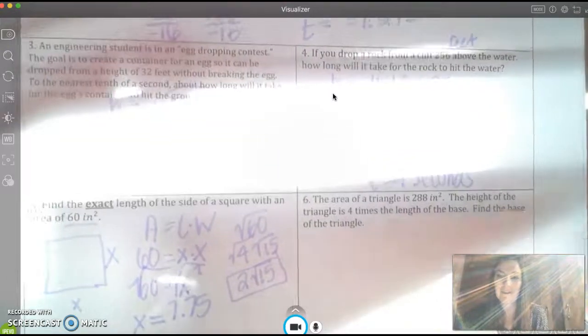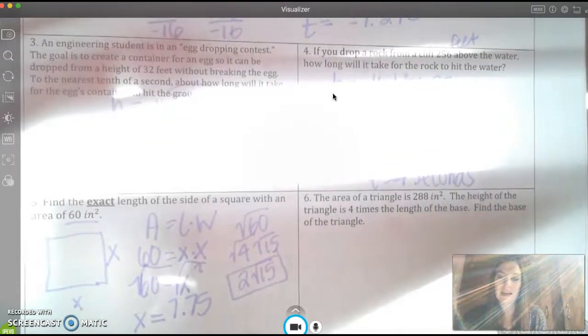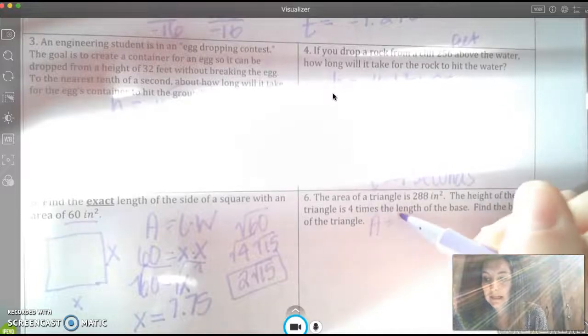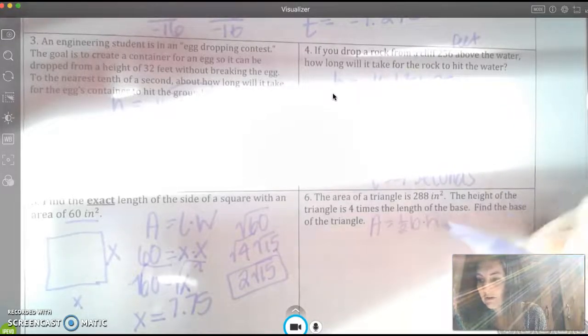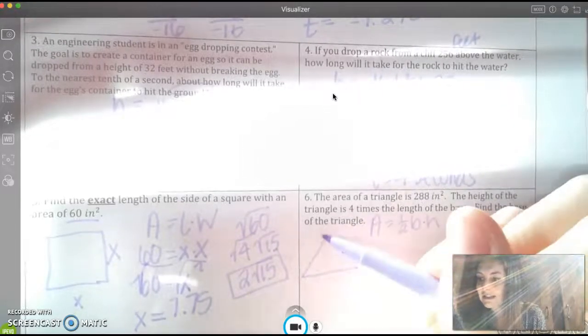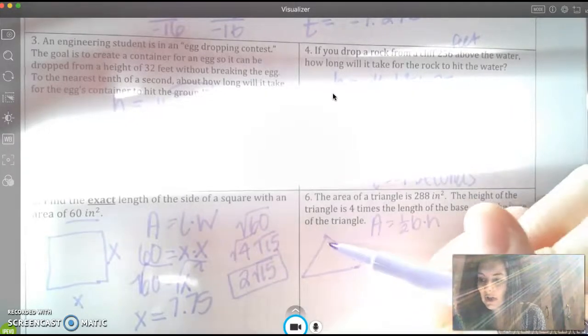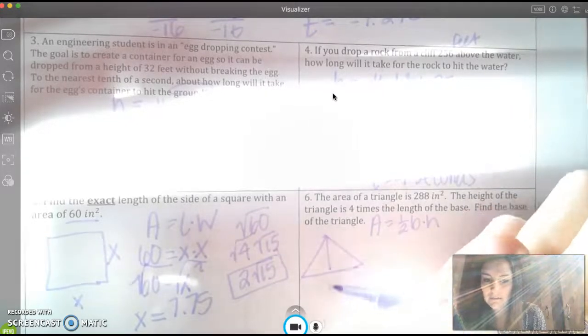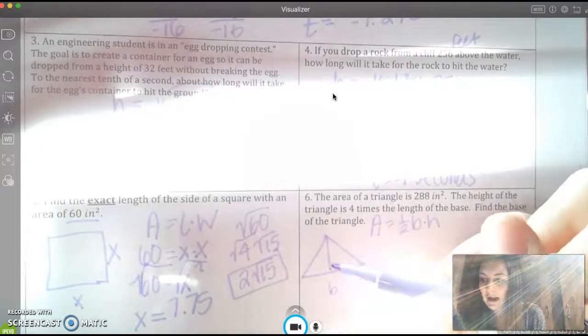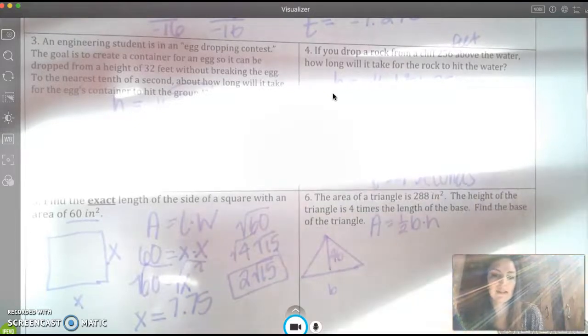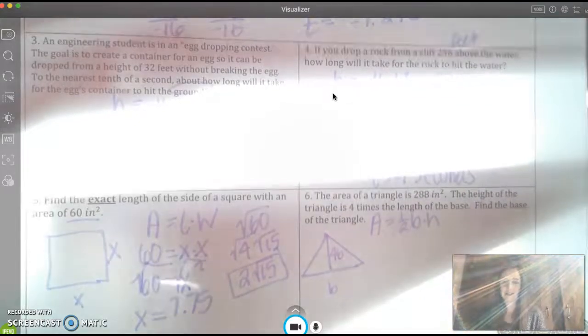And last example here. The area of a triangle is 288 inches squared. The height of the triangle is 4 times the length of the base. Find the base of the triangle. So let's draw a picture. Our area we know is 1/2 base times height for a triangle. I have a triangle and it says the height is 4 times the base. So if my base is b, I can just say my height is 4 times b. This is obviously not drawn to scale, but that's okay.